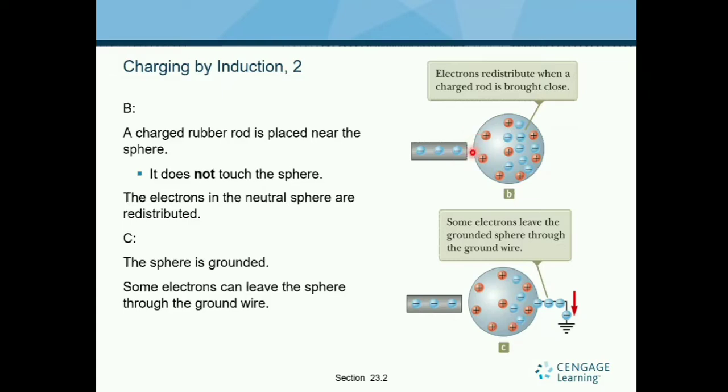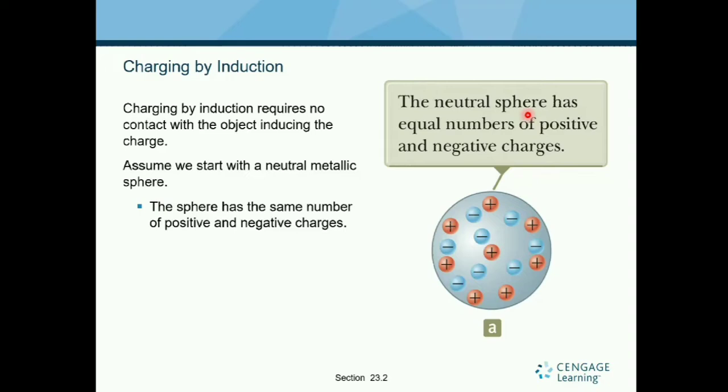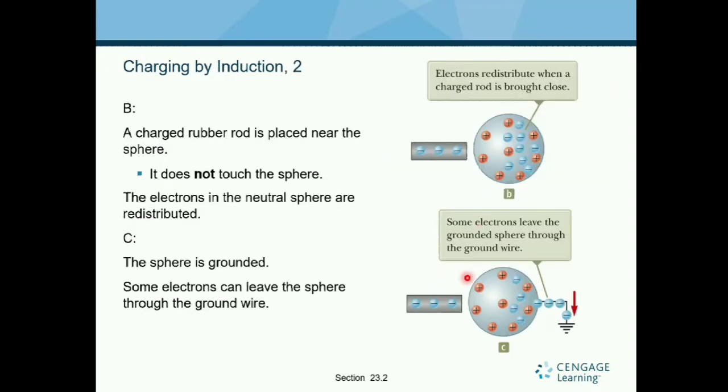So after everything stabilizes, what we will see here is that the distribution of the charges has changed for the sphere. Basically, one region of the sphere will have a positive charge, and another region of the sphere will have a negative charge. If we move this rod away, then the negative charge will redistribute and everything will go back to the original. So it will be neutral again.